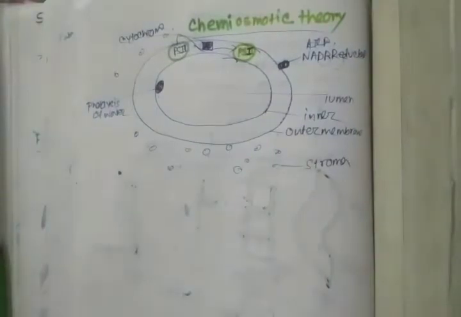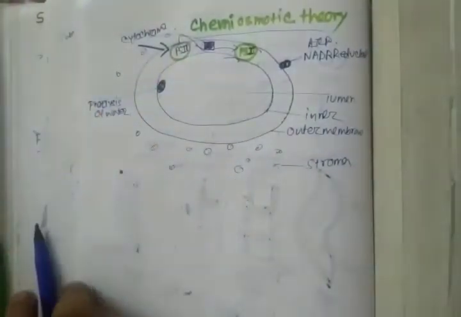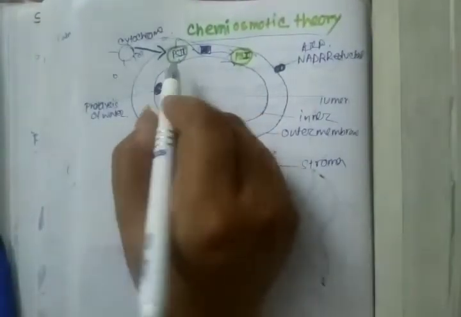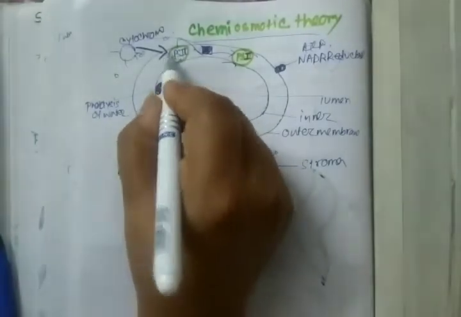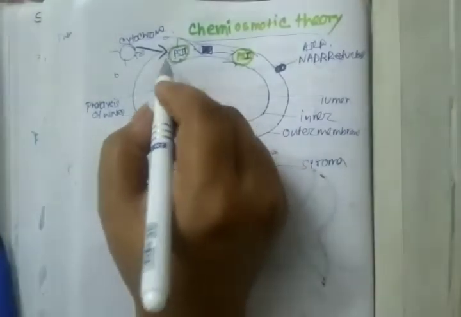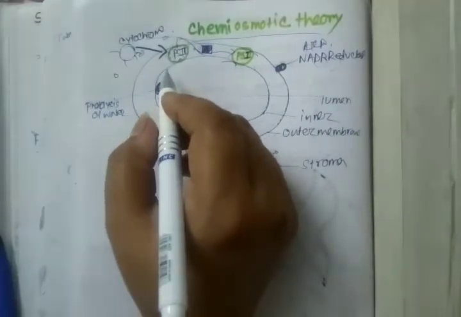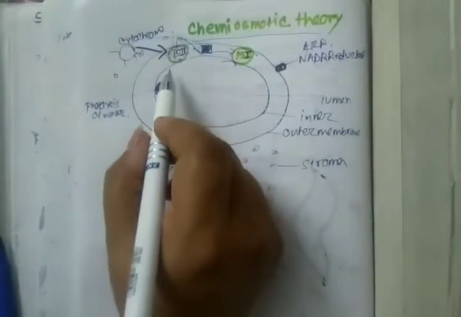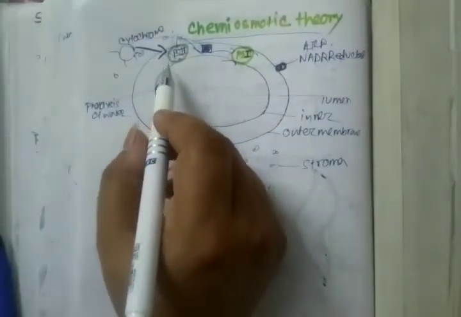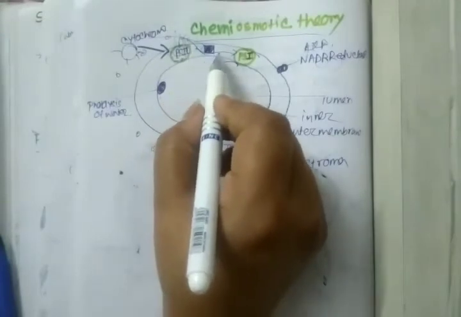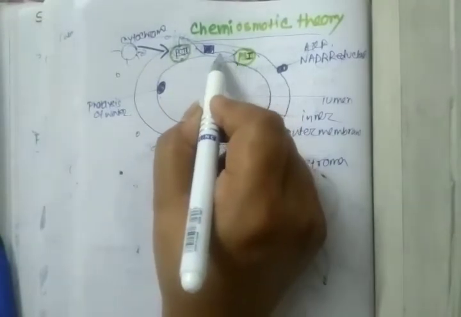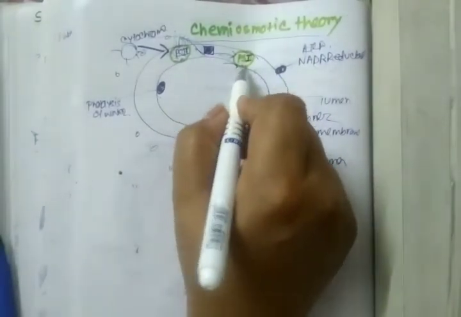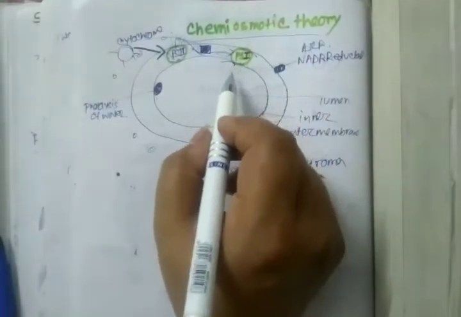When sunlight is falling on the PS2, there are many pigments present, and all pigments absorb photons. When photons are absorbed, the electron will be excited. Here is the electron, this will be excited and it will be taken to the primary electron transporter and it passes to the PS1. Then it will release energy.